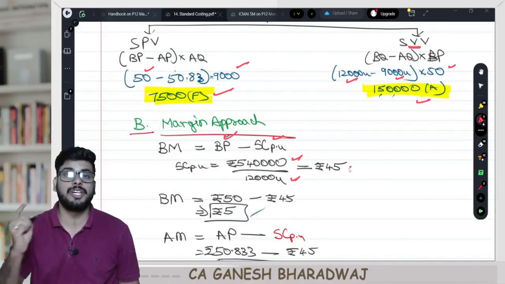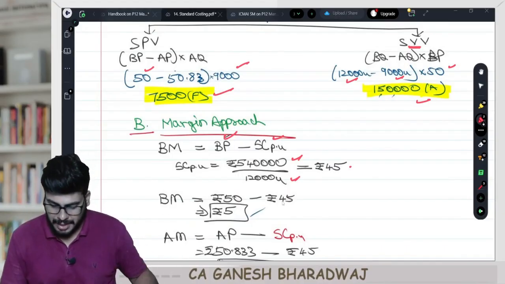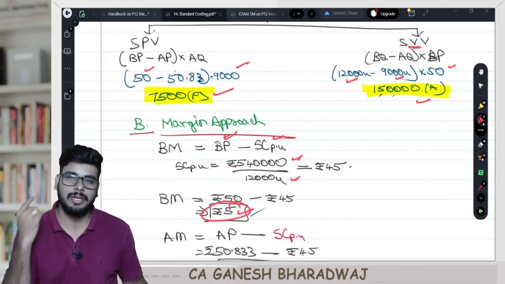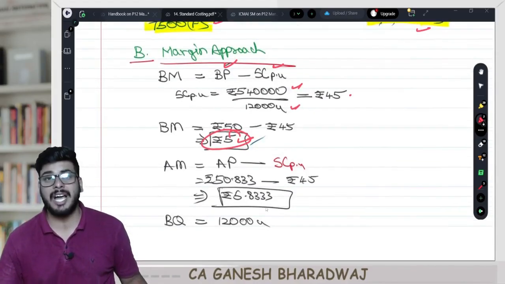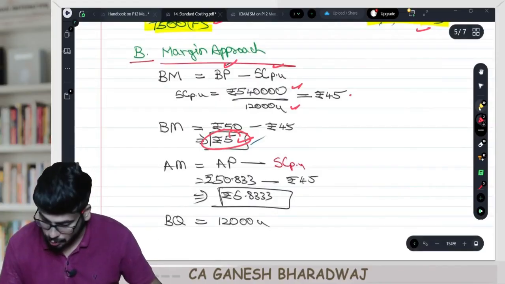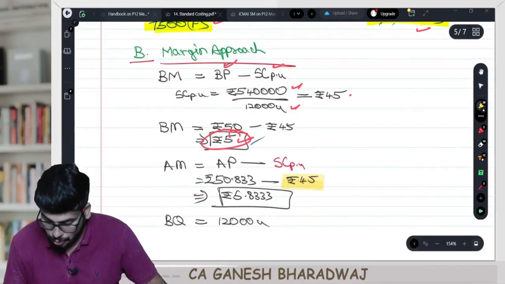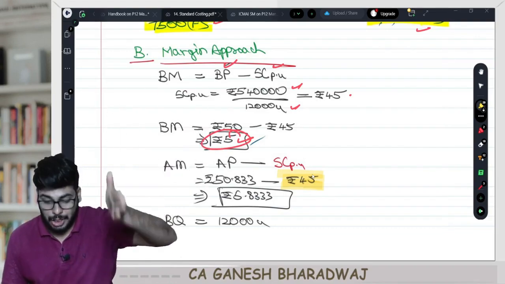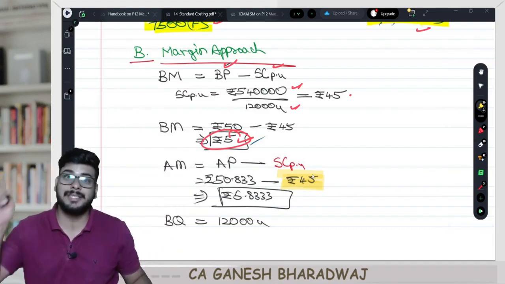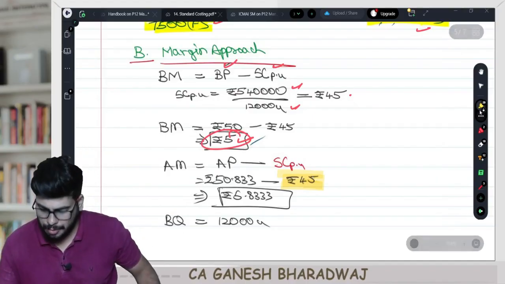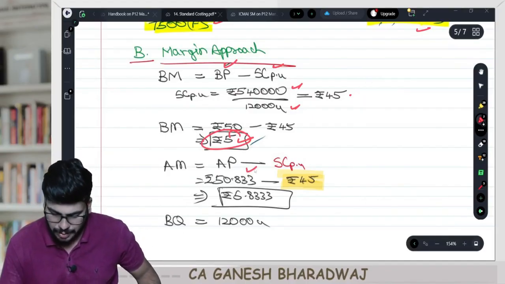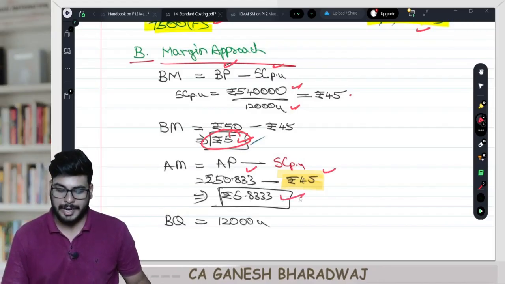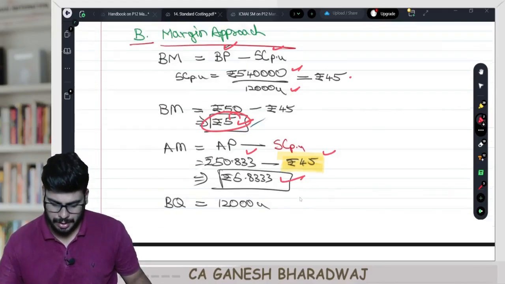So per unit, what is the budgeted margin? 50 minus 45, 5 rupees. Every time I sell a unit, I am planning to earn how much? 5 rupees. But what was the actual margin? Remember, this is where I told you things become different. In this case, the calculation is actual price minus standard cost per unit. Actual price is how much? My actual price is 50.83333. Right, but the standard cost per unit is 45, so the actual margin ended up to be how much? 5.83333. Clear with this, guys?